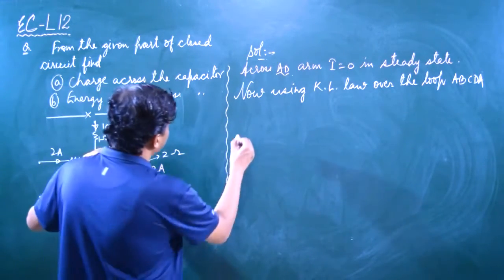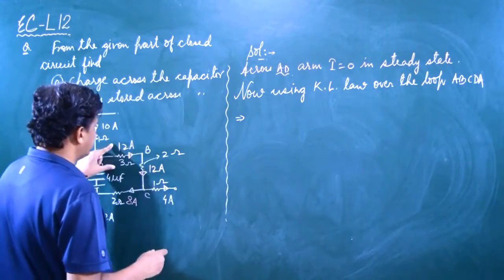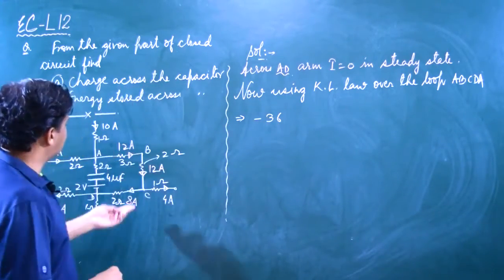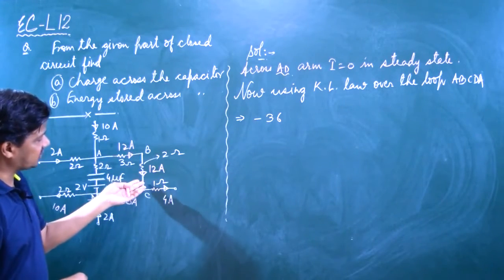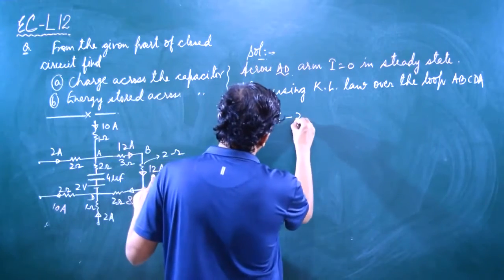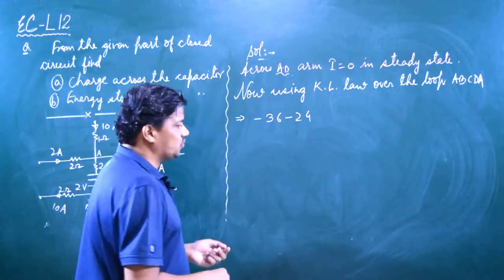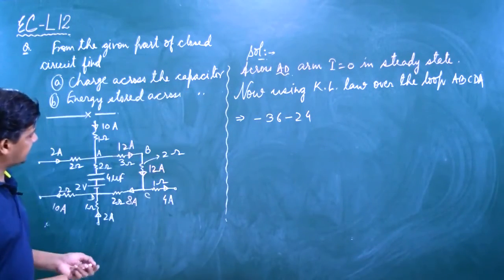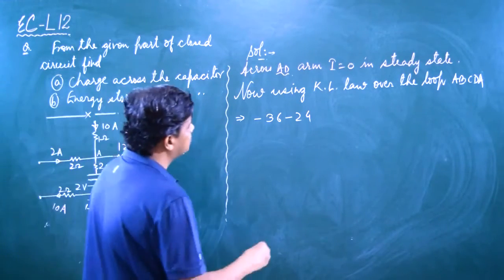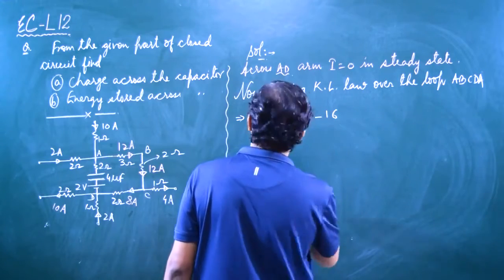That's why potential drop is 12 into 3 minus 36 minus IR. Here also current and loop are in the same direction. Potential drop will be negative. So 12 into 2, that is minus 24. Okay. Now again current and loop are in the same direction. So IR here is 8 into 2, that is minus 16.